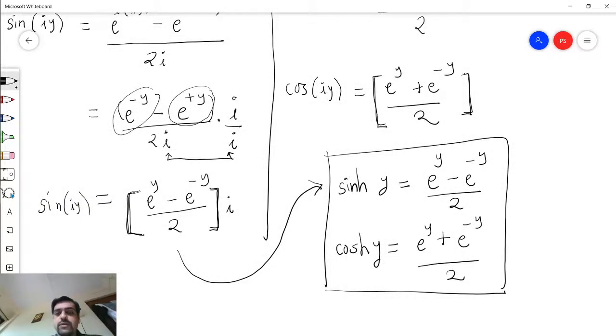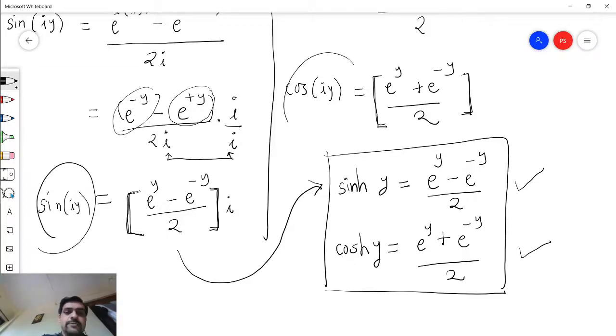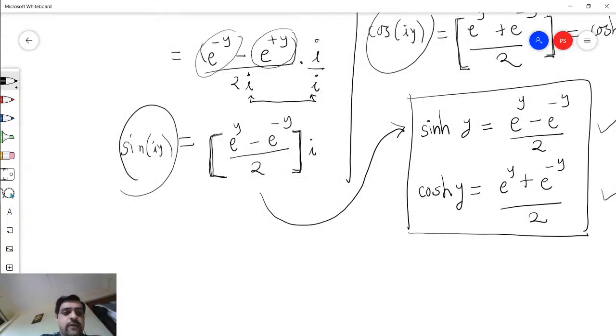We will also get a relation between the trigonometric functions and hyperbolic functions. If we substitute these two in the earlier expressions, what we get is cos of iy is just cosh of y, and sine of iy is sinh of y times i. Fine.